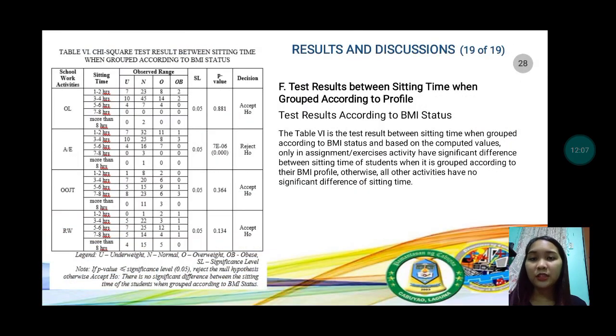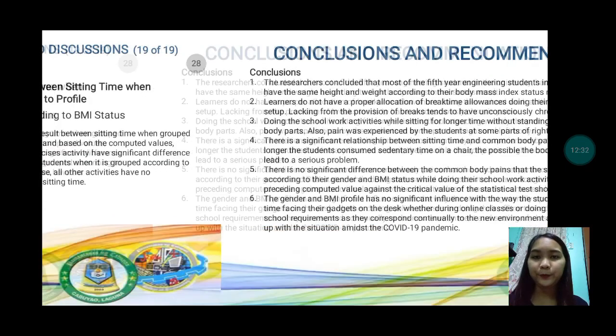Test results according to BMI status. Table 6 is the test result between sitting time when grouped according to BMI status, and based on the computed values, only in assignment or exercises activity is there a significant difference between the sitting time of students when grouped according to BMI profile. Otherwise, all other activities have no significant difference in sitting time.